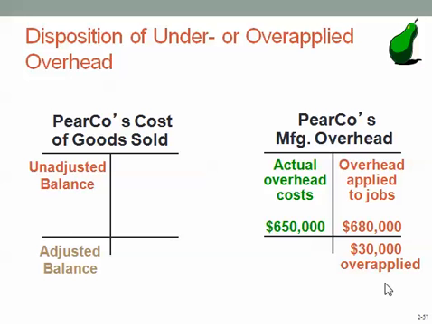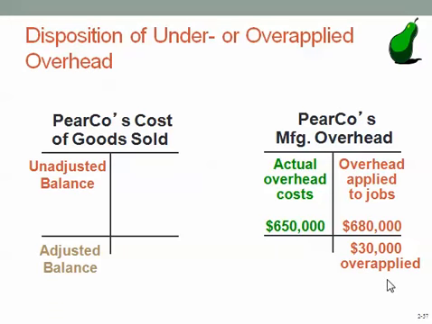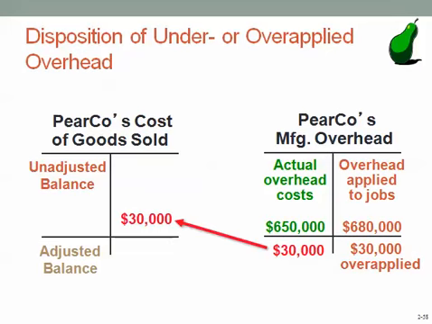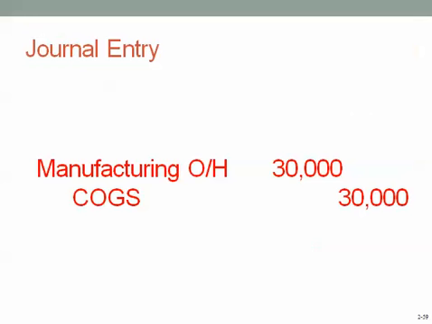Our journal entry then to close out this manufacturing overhead will involve a debit to manufacturing overhead and a credit to cost of goods sold. And this is exactly what we want to do to cost of goods sold, because we said work in process was too high by $30,000, which meant finished goods was too high by $30,000, which meant cost of goods sold was too high by $30,000. So our journal entry of a debit to manufacturing overhead of $30,000 and a credit to cost of goods sold will both zero out manufacturing overhead and properly state our cost of goods sold balance.